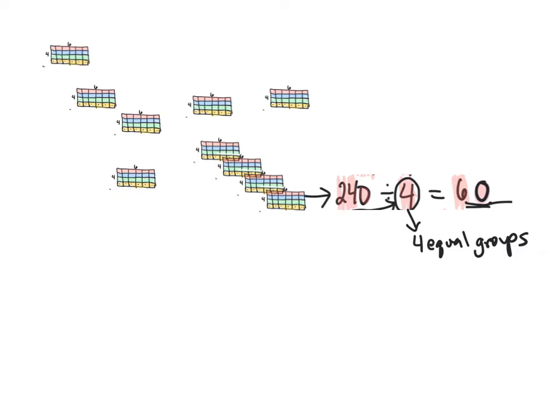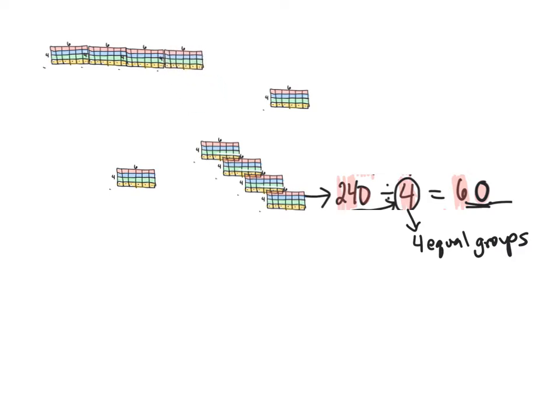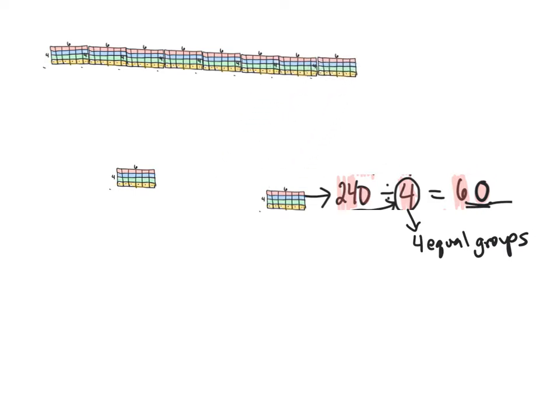Okay, so let's see. Our red group right here has 6 pieces in it. And another 6 makes 12. Another 6 red pieces makes 18. Another 6 red pieces makes, hold on, 6 times 4 is 24. 30. 36. 42. 48. 54. And 60. Yay!